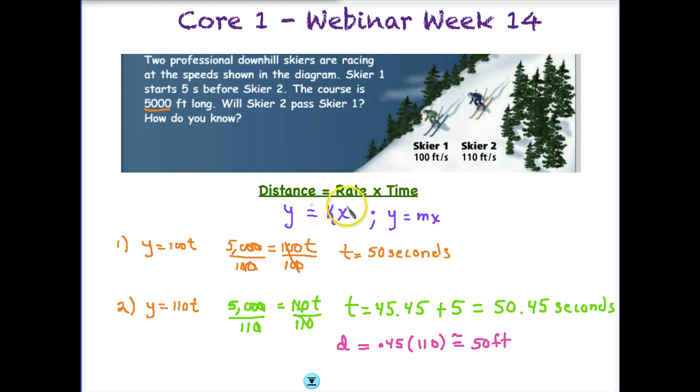So I used this equation to help me figure out who would cross first. I also used this equation to figure out my distance to see how far back he was. So we have three variables in here: distance, rate, and time. Depending upon what you're given, this is a very important formula. It's used heavily in sciences and in math for different things. So keep that in the back of your head. It's really just a direct variation equation, and it's a linear function.